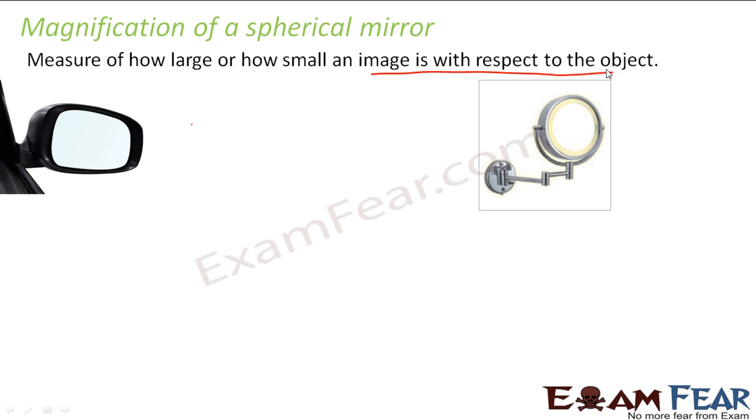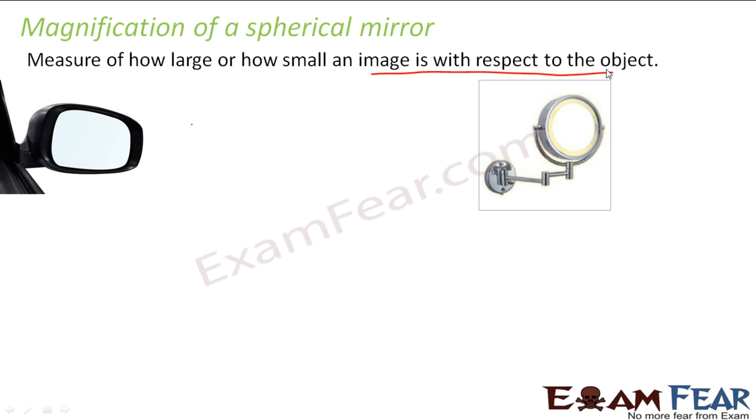That means, as we saw in our previous slide when we were trying to derive the mirror equation, if you have an object AB, you get an image A dash B dash, right? Now whether A dash B dash is smaller than AB or bigger than AB, magnification is a measure of that. It tells you if the image is bigger than the object or smaller than the object. If it is bigger, how much bigger it is. If it is smaller, how much smaller it is. So magnification is basically a measure of the size of the image with respect to the size of the object.